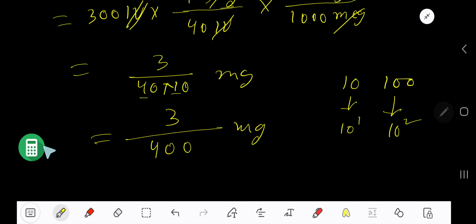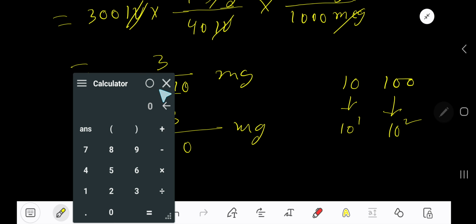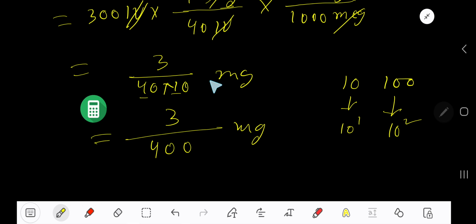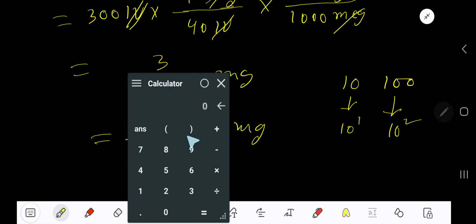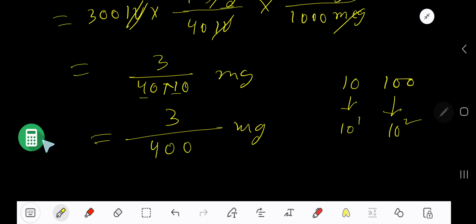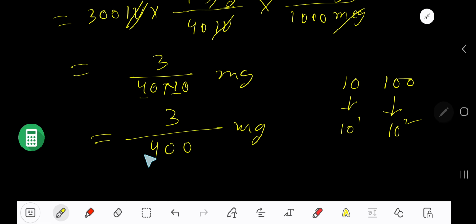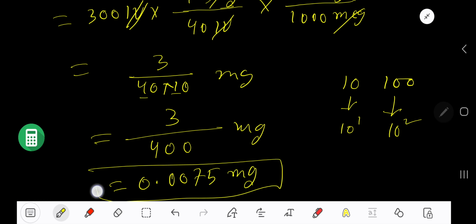Now divide 3 by 400. Okay, 3 by 400. So we are getting 0.0075 milligram. This is our answer for vitamin D.